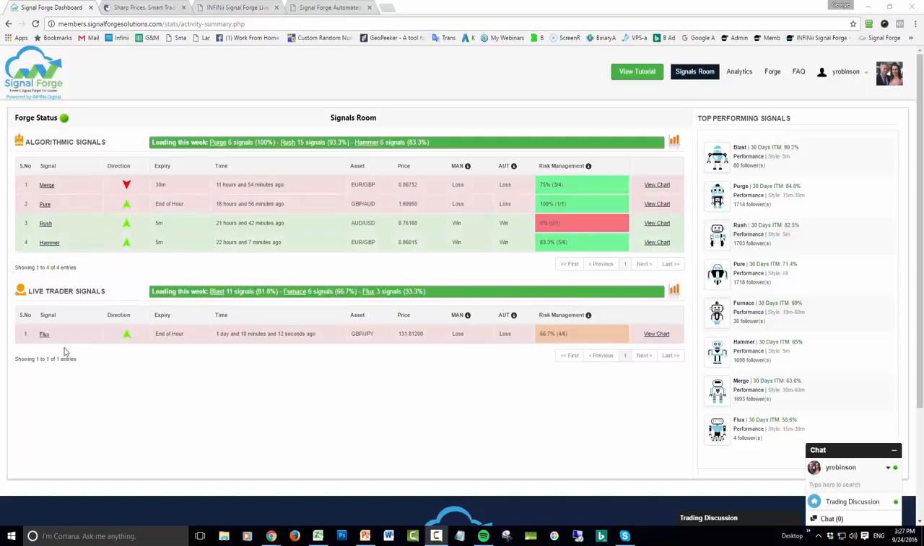But going forward, if we see a system that's consistently losing month over month, well, then we will certainly look at dropping that. But again, that's just our personal thoughts. You do what you see fit.